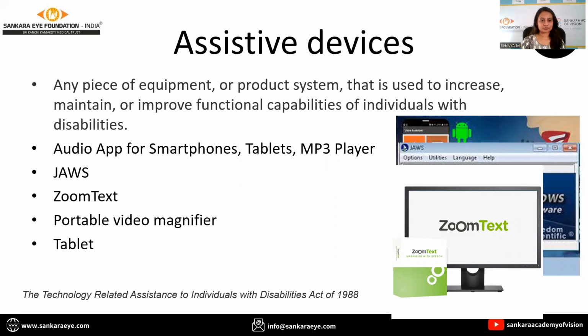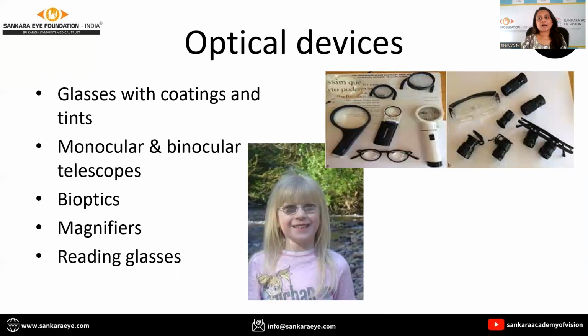Along with that, we have portable video magnifier, which the patient can carry anywhere that he is traveling to, and it is easy for the patient to use as there are options for changing contrast and magnification. And also we have tablets nowadays, which are very helpful for the patients in their day-to-day activities. We also have optical devices, that is glasses with coatings and tints.